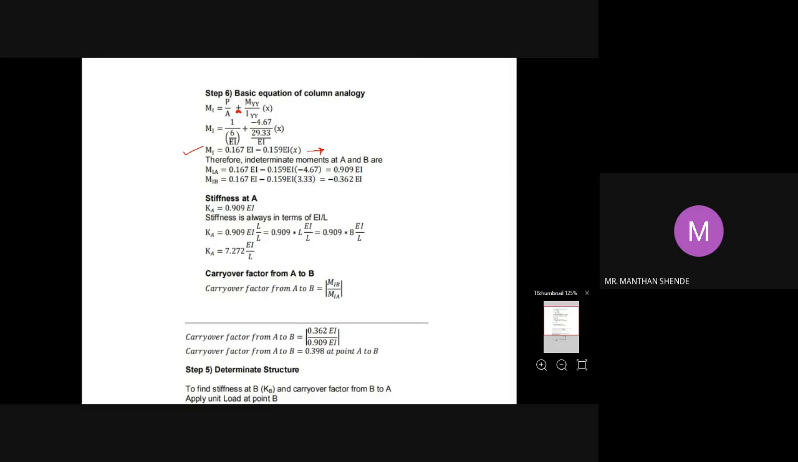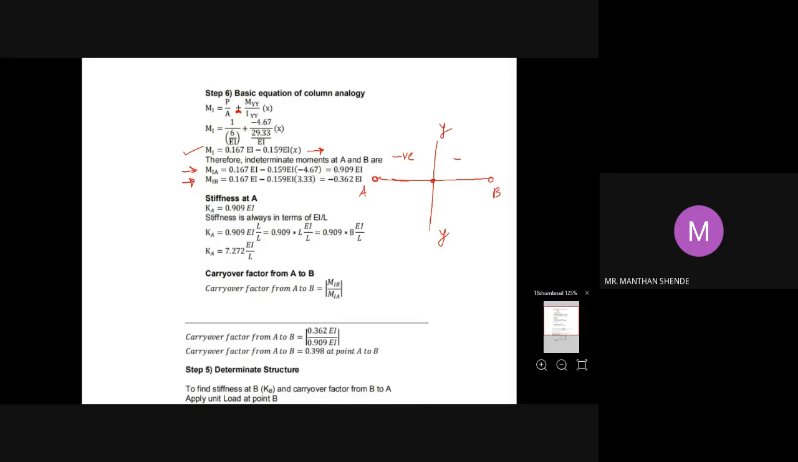Then find out MIA and MIB. So MIA, here you have to put the value of X. Again I told you what is the value of A and B. Here it is already drawn, but again I will show it to you. This is the y axis of the analogous column. Point A is located to the left of Y and point B is located to the right of Y.